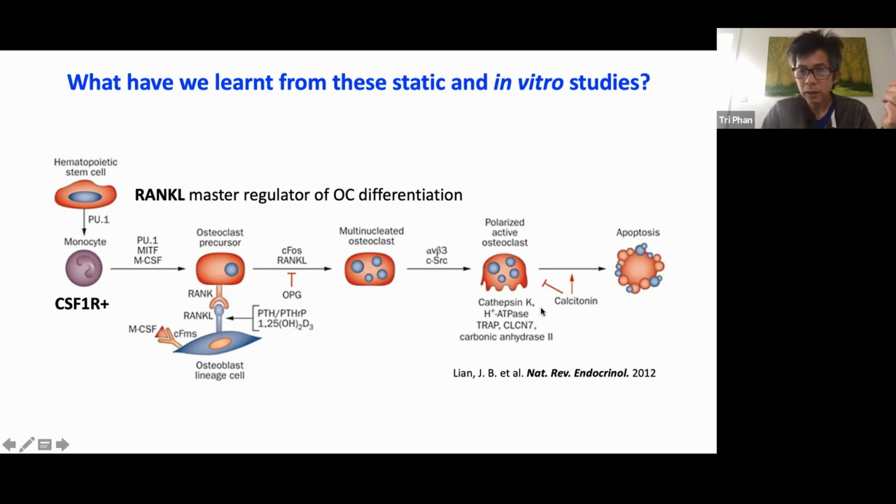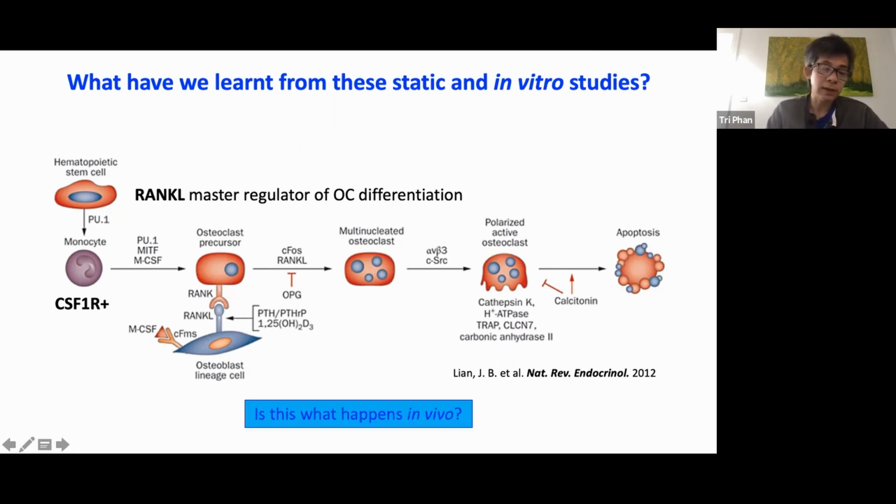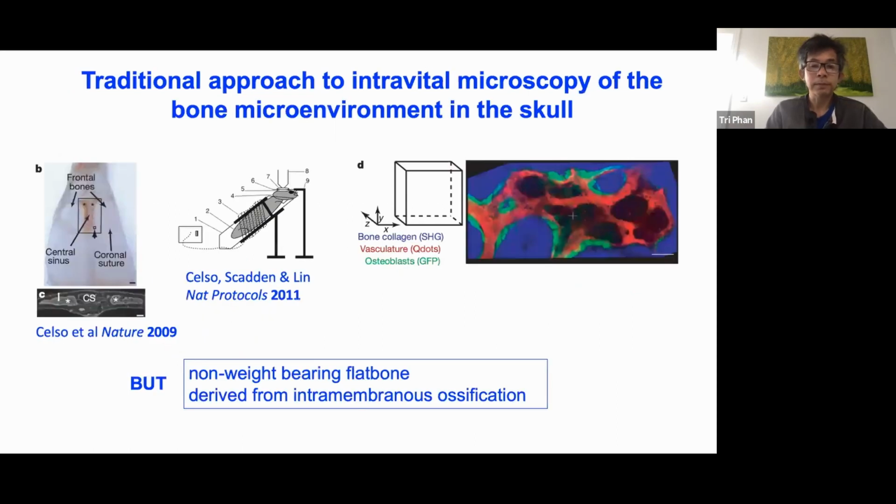bone. But one of the other things that we learned from these in vitro studies is that the osteoclasts are short-lived, and at the end of their very brief lifespan, they undergo apoptosis and die. So we wondered whether this is in fact what actually happens in vivo.